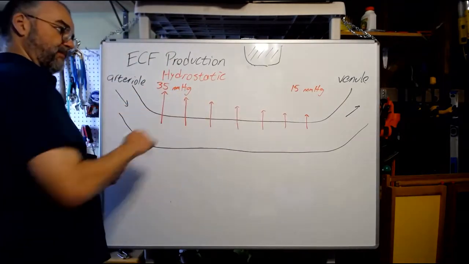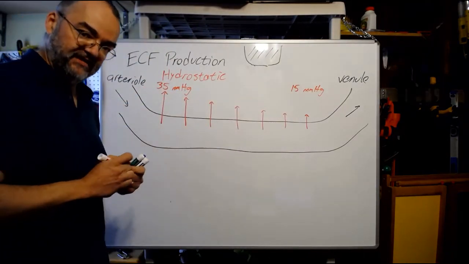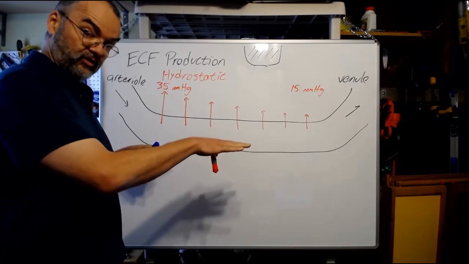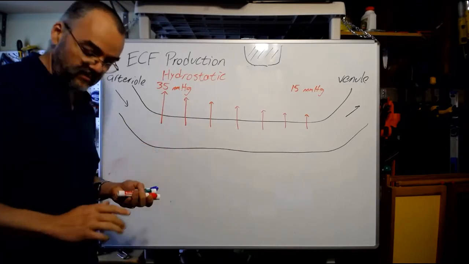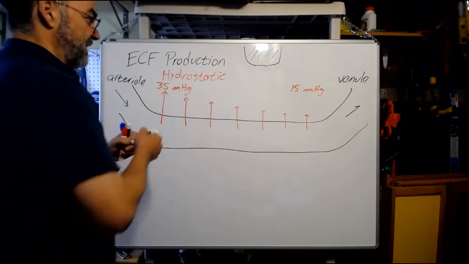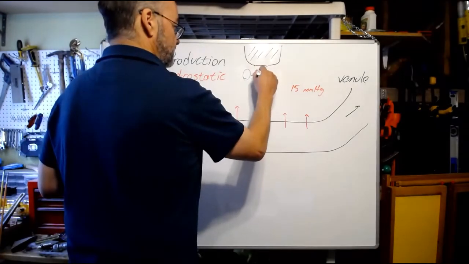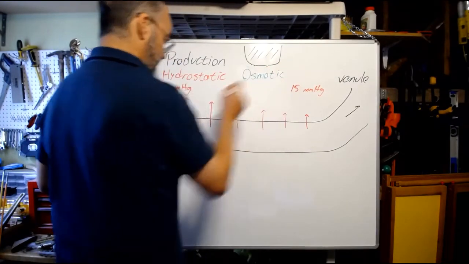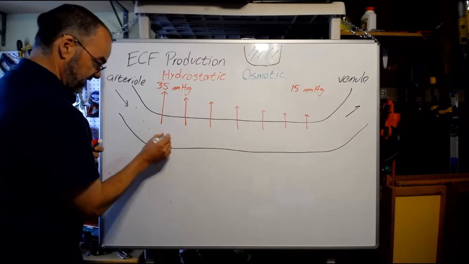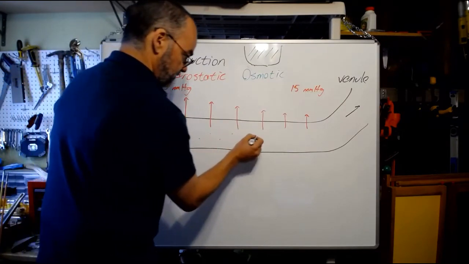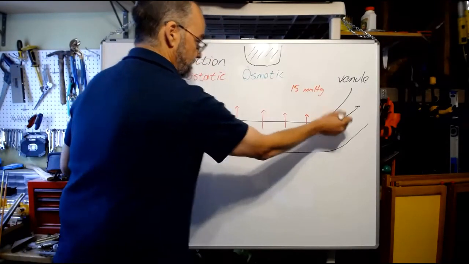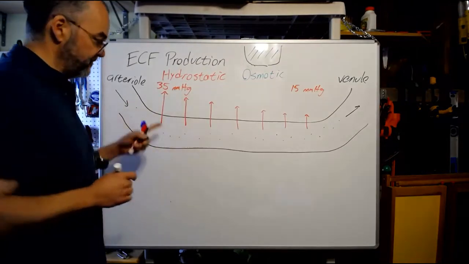Just pressure dropping off from about 35 to about 15. But it's still outward over the whole length of the capillary. Now we can also add osmotic pressure. Remember, this is coming from the fact that there are proteins here in the blood plasma that we do not find out in the ECF.